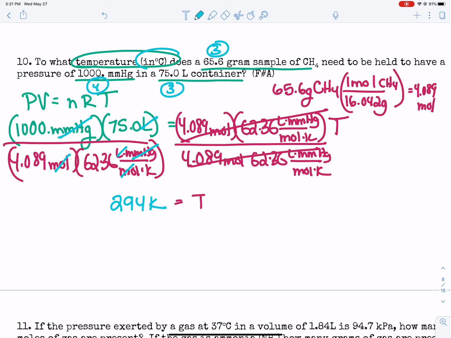The question did ask for degrees Celsius. So I subtract 273 to get 21 degrees Celsius. I don't need to make that 3 significant figures because my last step was subtraction, right? Subtraction is just number of decimal places. Okay?